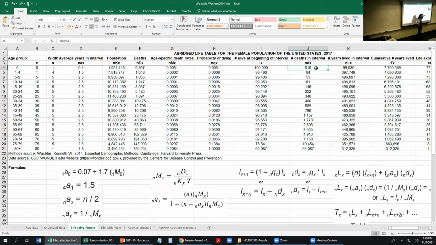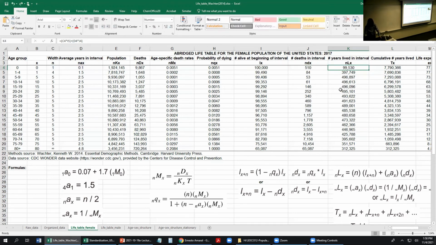That's the formula. We get the number of people who died, 510, and multiply by the average number of years that they lived before they died, 0.1. So for those that survive, 99,000, we multiply by N. For those who died, we multiply by A. And that's the formula here. And that's exactly what we are doing: I5 multiplied by C4 and D4 multiplied by J4.